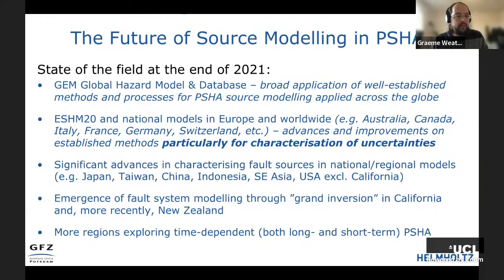So this has really been a 45-minute or so general overview of how we approach seismic source modeling in PSHA.